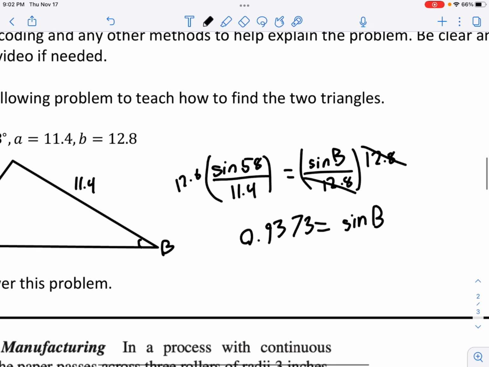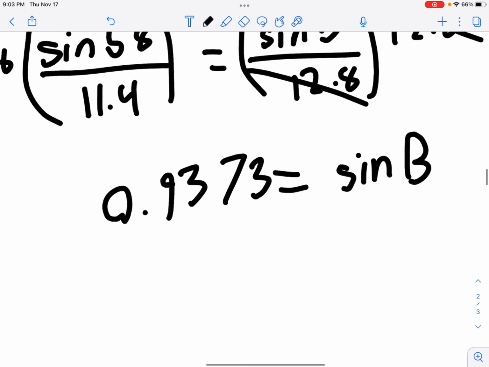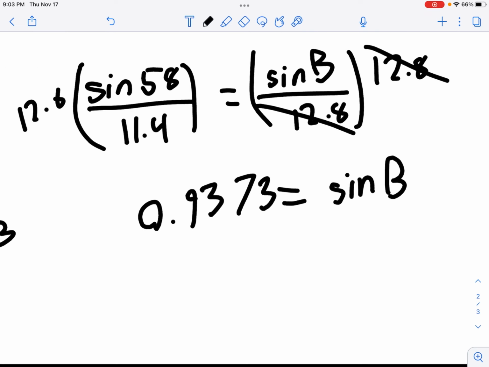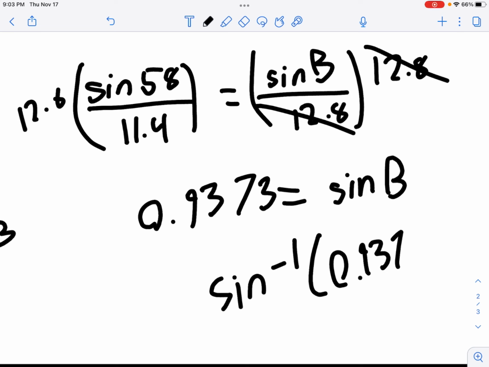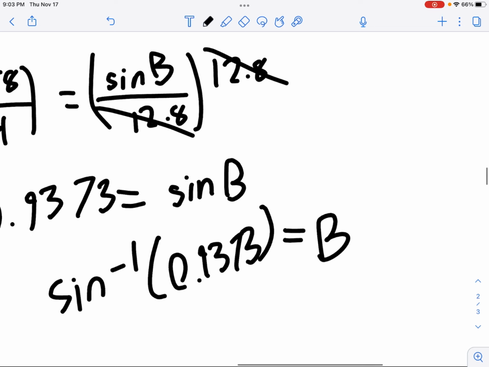So we have to simply do sin -1, so it would cancel out the sin. We're trying to find the angle, and this is not the angle. So we just have to take the sin away from this side by timesing sin -1. So it'll be sin -1 of 0.9373 equals B, the angle. So I'm going to do that right now.